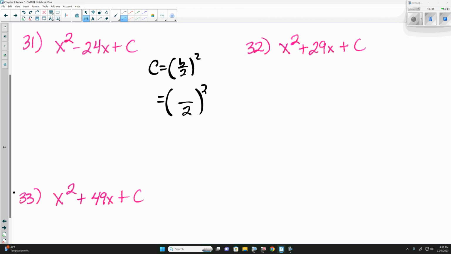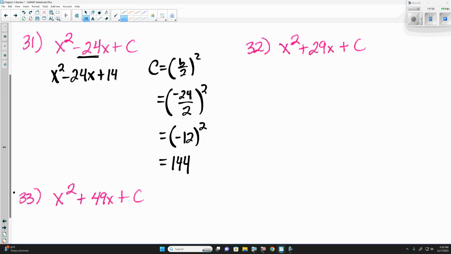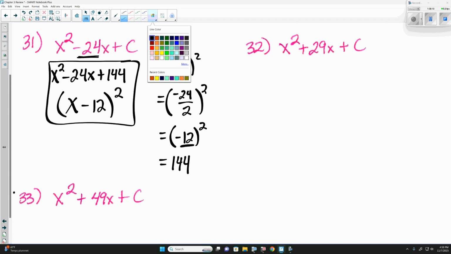Well, the value of b in this case is negative 24. Negative 24 divided by 2 is negative 12. Negative 12 squared is 144. So our value of c is 144. If we plug it back in, we would have x squared minus 24x plus 144. And to factor it, set a parentheses in x, and the number that goes inside the parentheses is the same number that we got before we squared it finding c, negative 12, and that's our answer here.